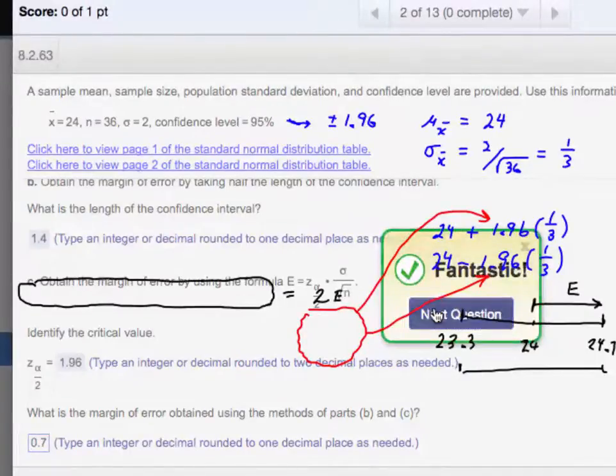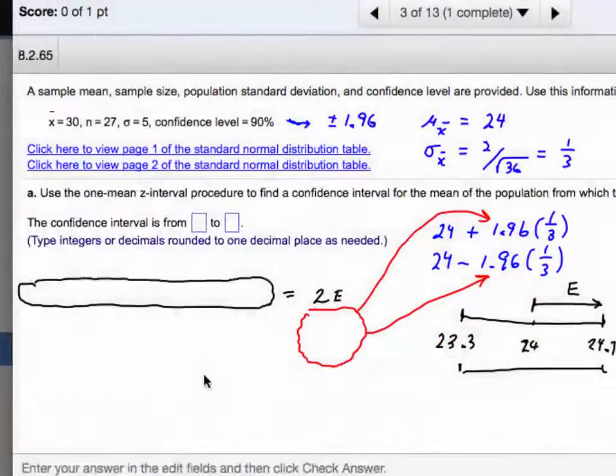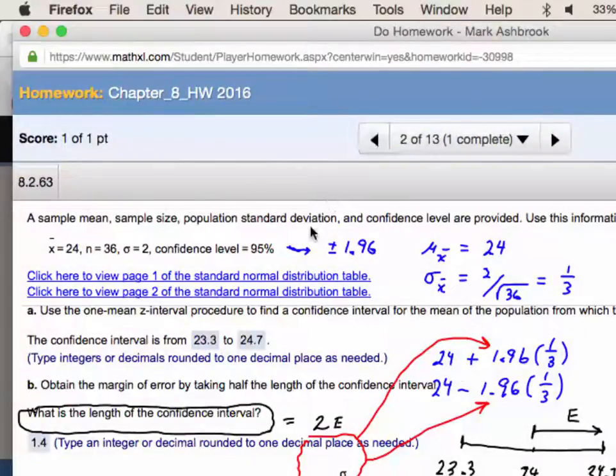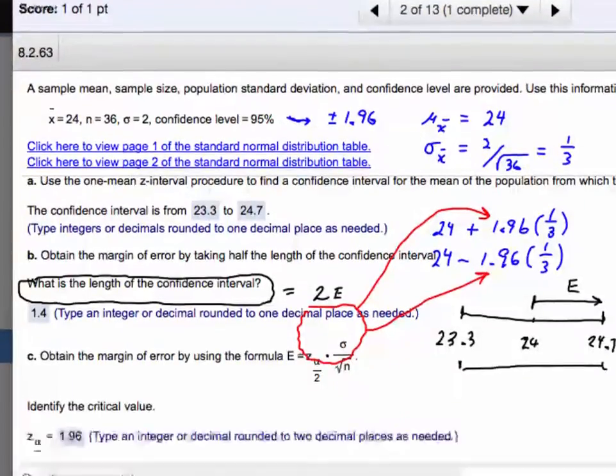Okay, questions on this one? Any questions on that last problem? There we go. Are we good? Okay, so number 9.